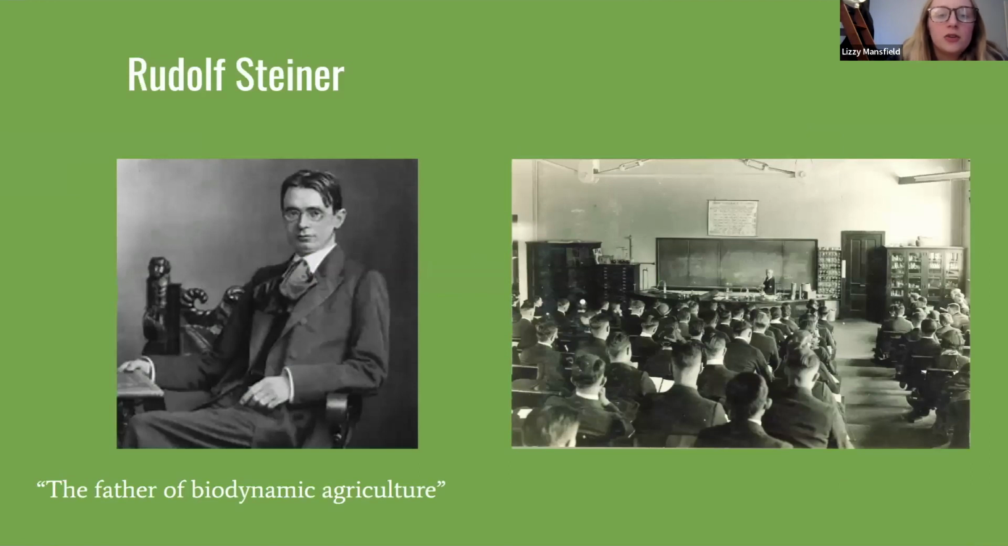In 1924, after various farmers raised concerns about the degradation of soil due to the constant use of chemical fertilizers, Austrian philosopher Rudolf Steiner taught an agricultural course, giving a series of lectures on farming that would eventually become biodynamic farming.